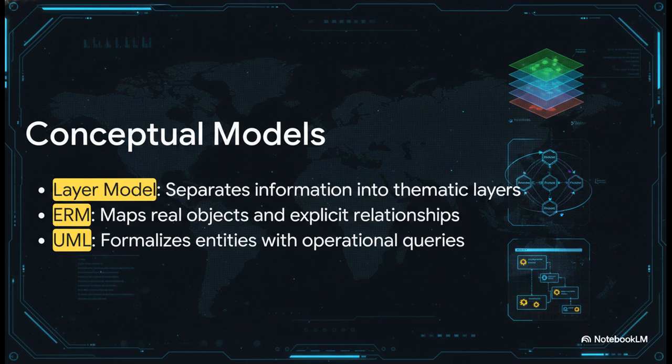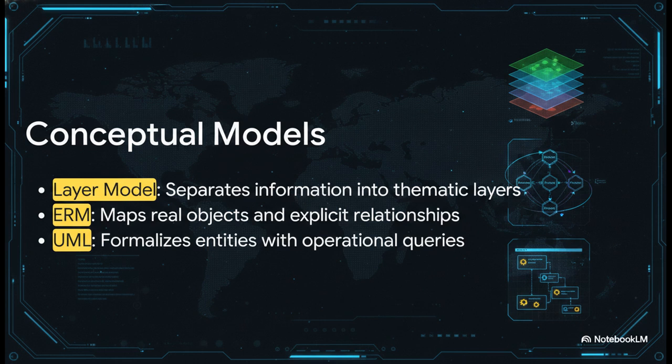First, the layer model, which is wonderfully intuitive. It just separates information into thematic layers, so all the roads are on one layer and all the buildings are on another. Next is the entity relationship model, or ERM. This maps out real objects as entities and explicitly defines how they relate to one another.